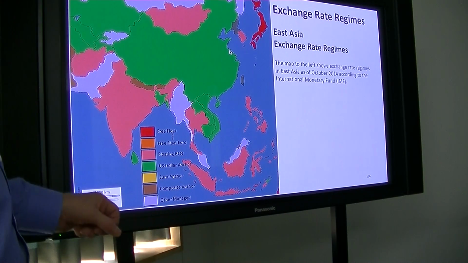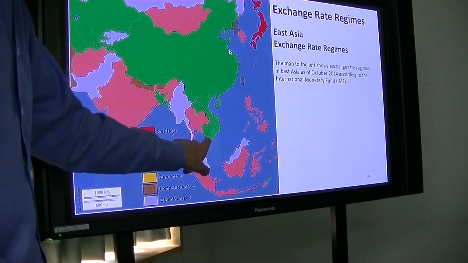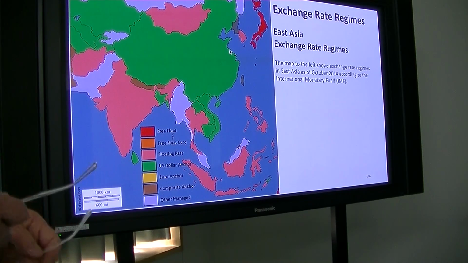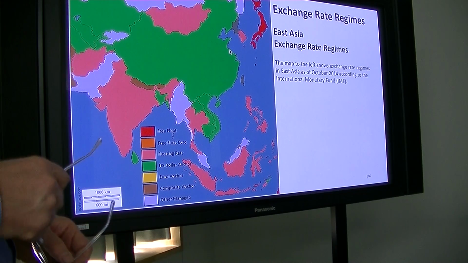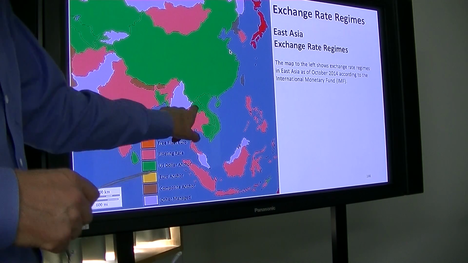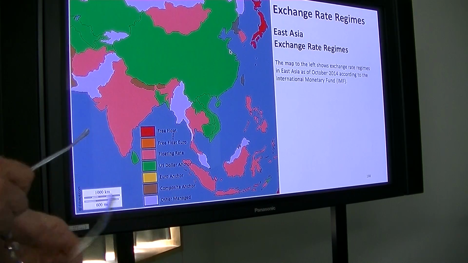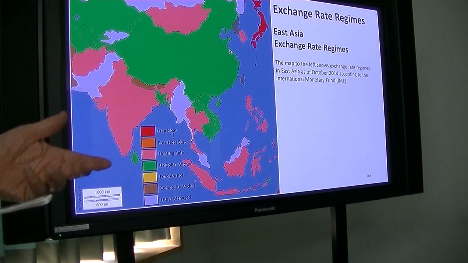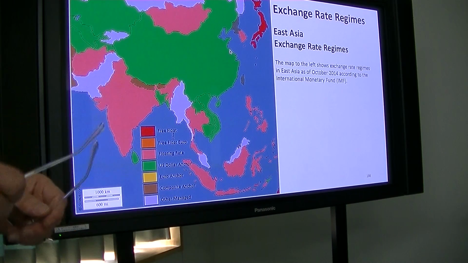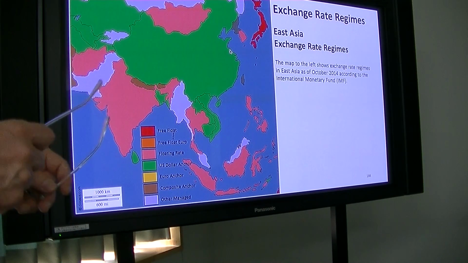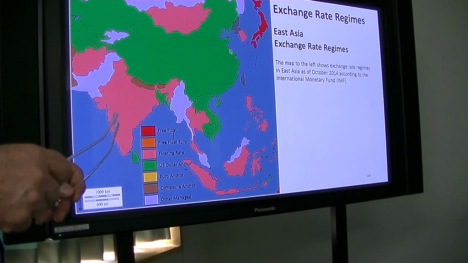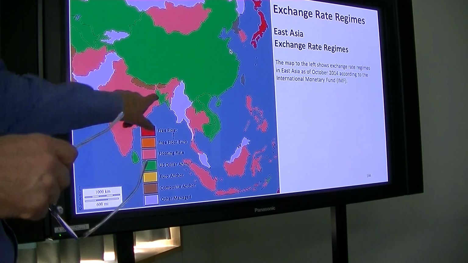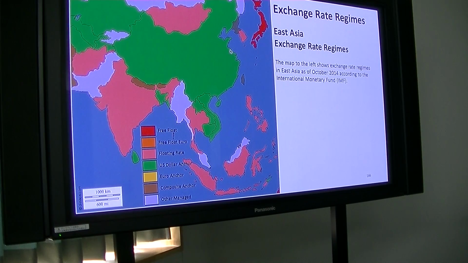Of course, this part of the world, it's Vietnam, which was closely tied to the United States. Thailand is interesting because it has all that tourism, so the floating exchange rate keeps it attractive for that reason. India is more of a floating exchange rate.